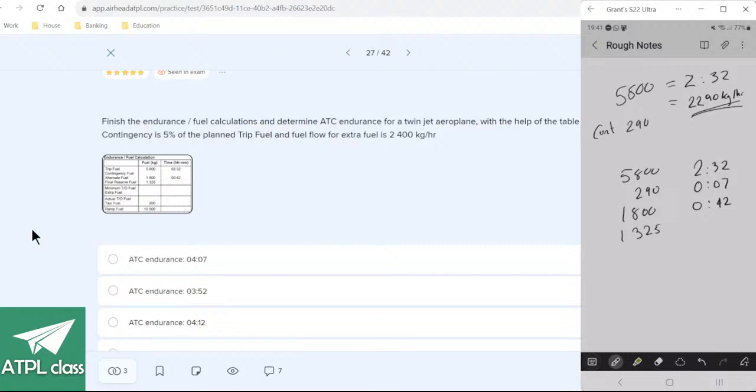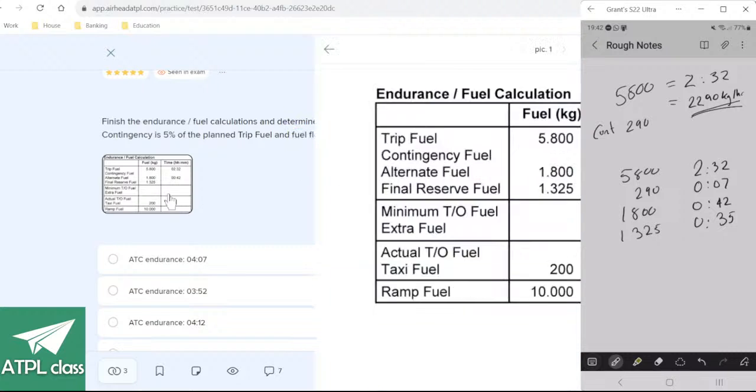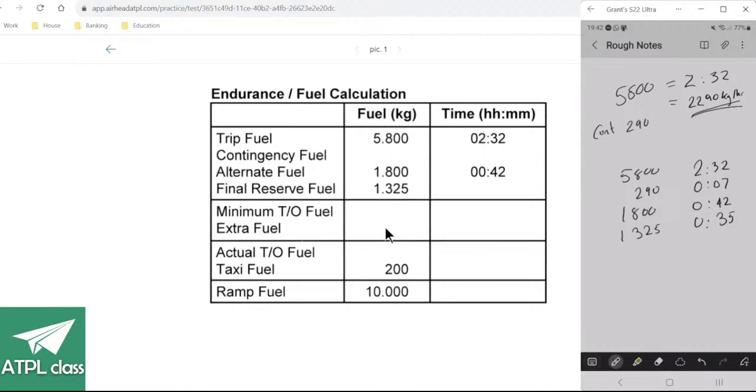Yeah, okay. So 1,325 divided by 2,290 for the fuel burn gives us 34 minutes. Let's call it 35. And then we've got the extra fuel. Are we filling it up to the tanks? Filling it up to the max. We've got no extra fuel. There's no extra fuel on board.